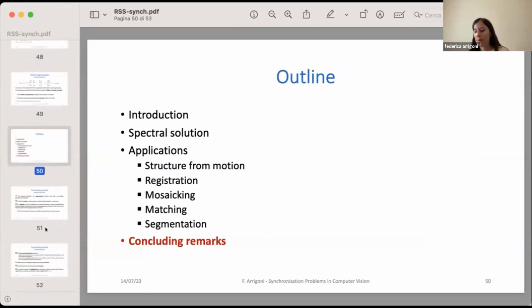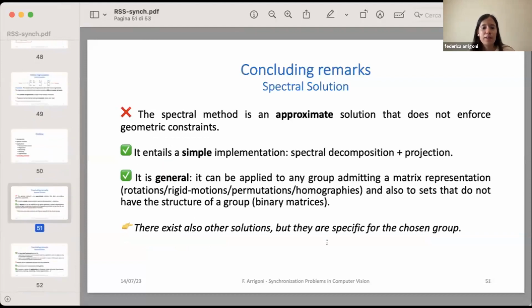Now I will move to some concluding remarks. In this talk, I focus on the spectral solution, which is an approximate solution. As mentioned, it does not enforce geometric constraints, but it needs a final projection. However, it has many advantages. On one side, it involves a very simple implementation, just a spectral decomposition and a final projection. In addition, it is a very general solution, and this is the main power of this framework, because the same math can be applied to many groups and many different problems.